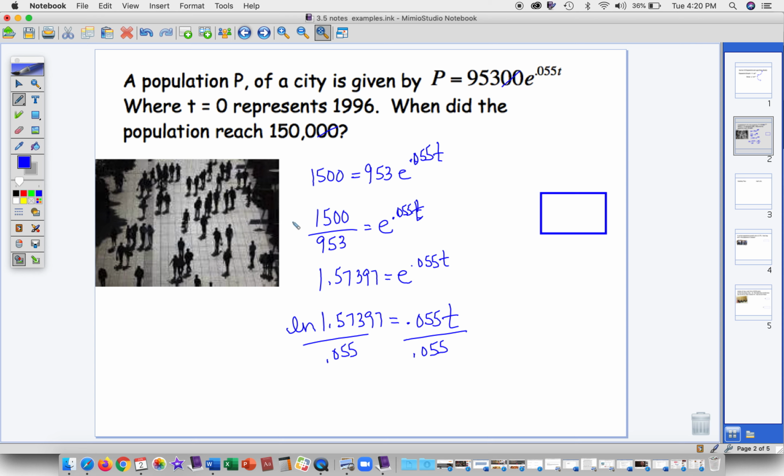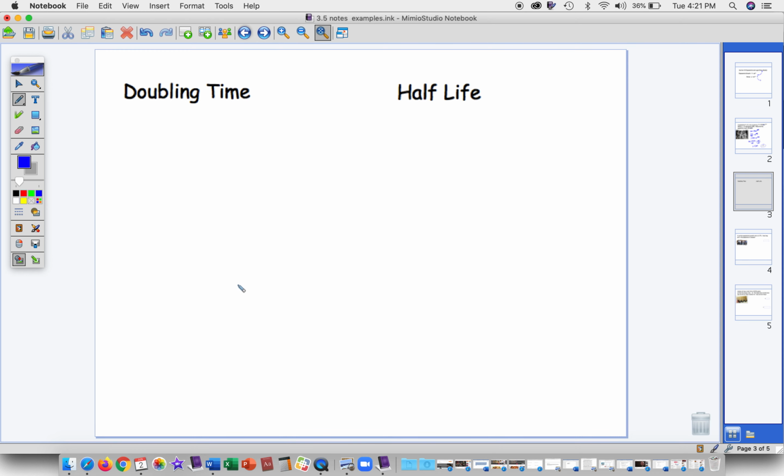And I end up with t equal to 8.247. That means after about 8.25 years. If we add that on to 1996, that would happen in the year 2004. Okay, let's see what's next.